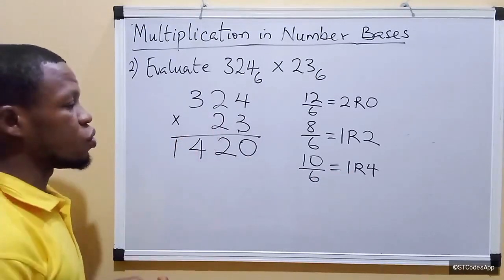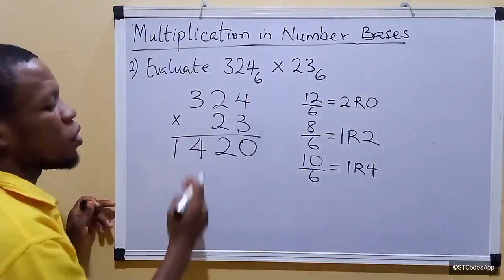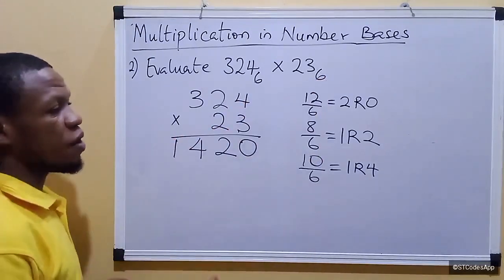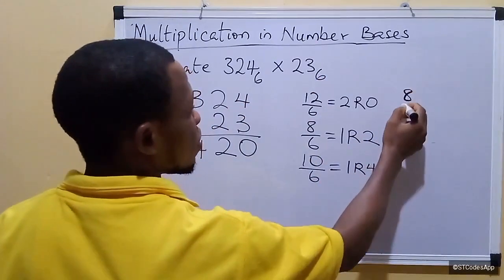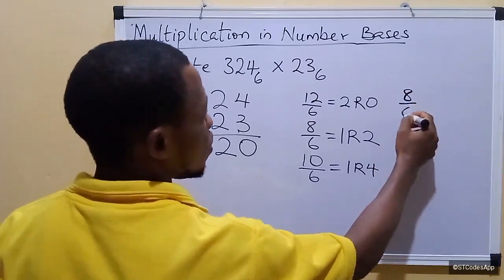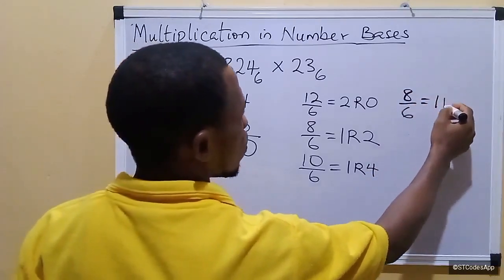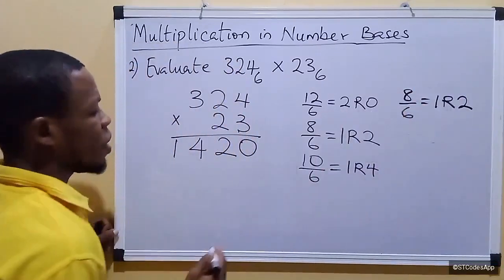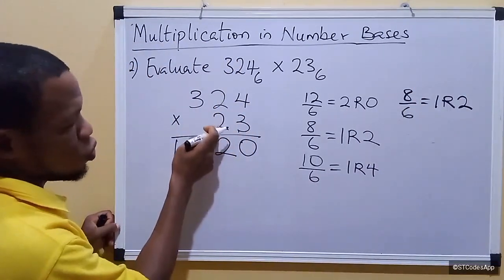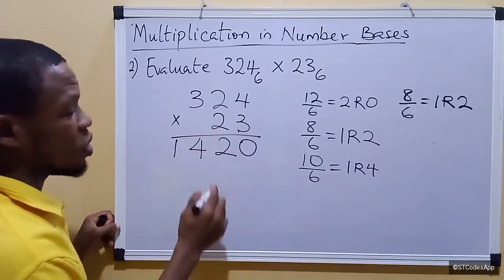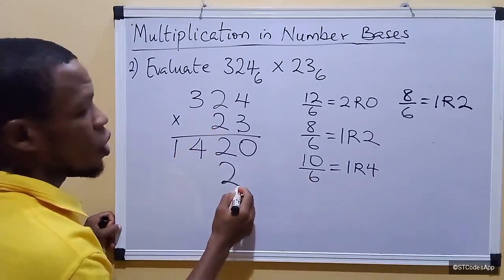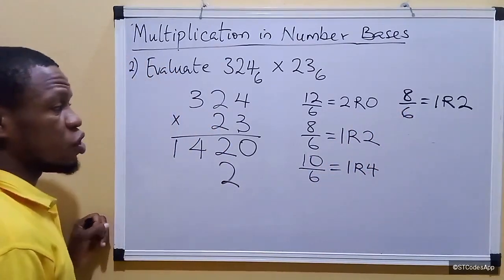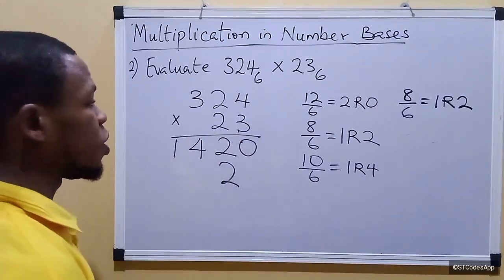But we are not done with the multiplication because we are going to multiply with the next digit here, which is 2. So we go 2 times 4, that gives us 8. And 8 is more than 6, the base, so we divide. So we have 8 divided by 6, that gives us 1, remainder 2. So we write down our remainder, which is 2, under the digit 2, because that's the digit we are multiplying with. And we are carrying over 1, which is the quotient, the result of the division, to be used in the next multiplication.